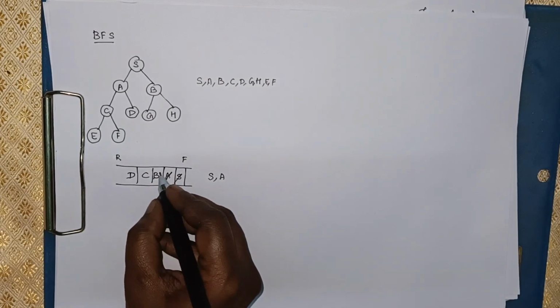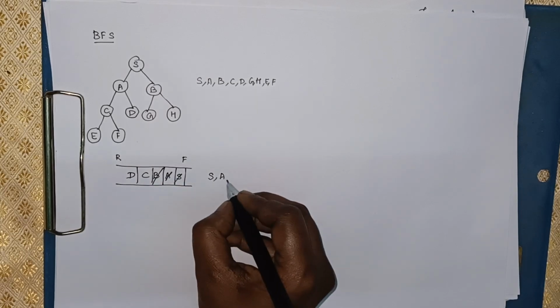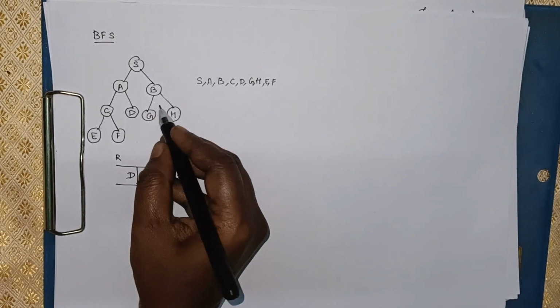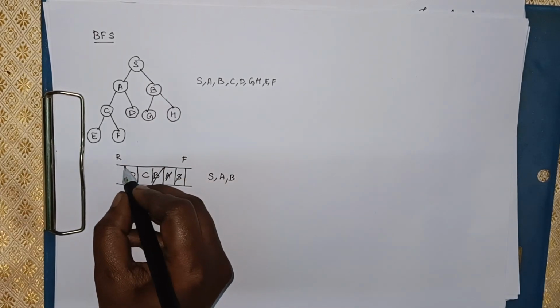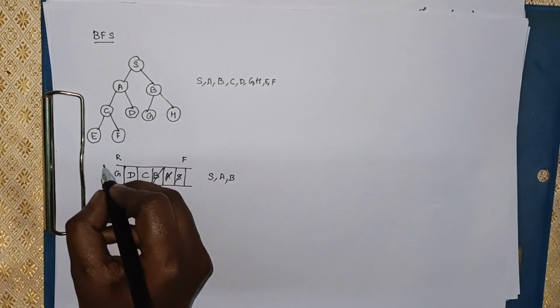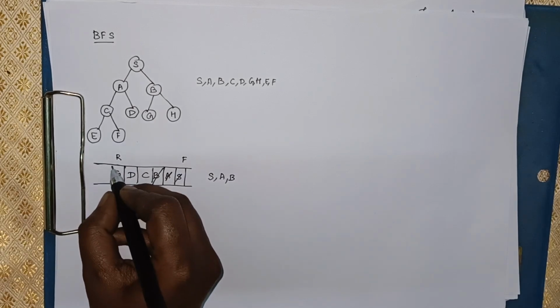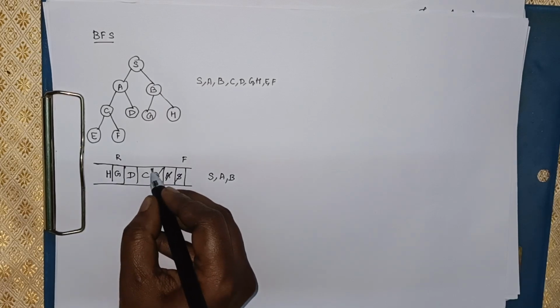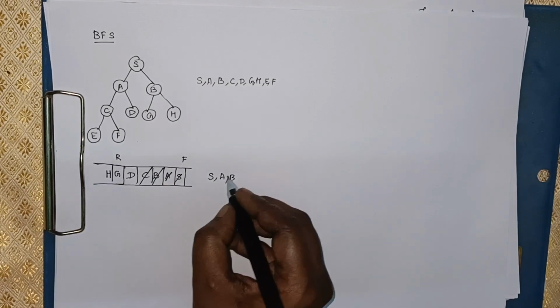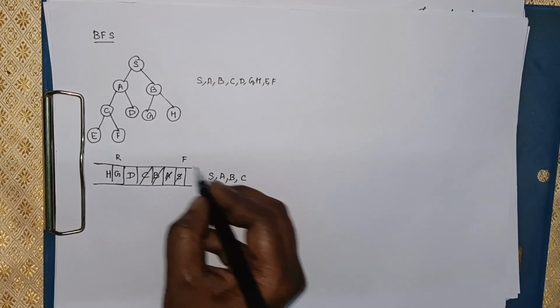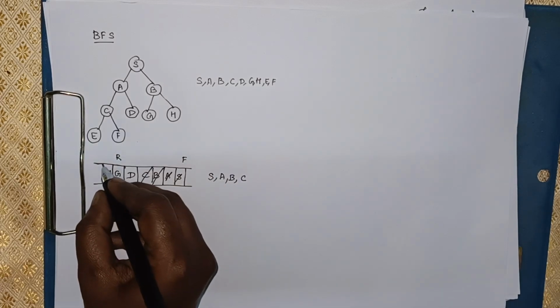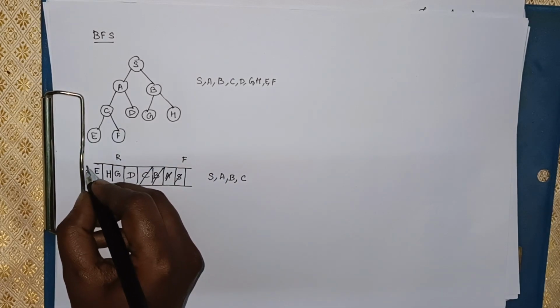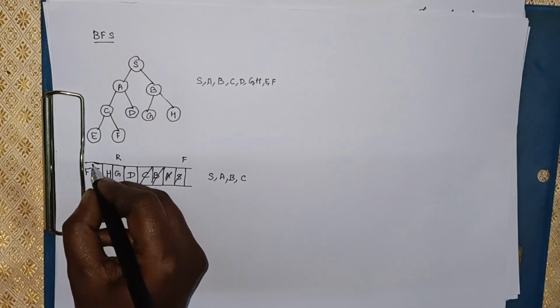Next, I'm going to dequeue. While I dequeue, B will be coming out. So the adjacent nodes of B are G and H. So I'm going to NQ inside the queue. Next, I'm going to dequeue. The first element will be coming out. So C will be coming out. So the adjacent nodes of C are E and F. So I'm going to NQ E and F.